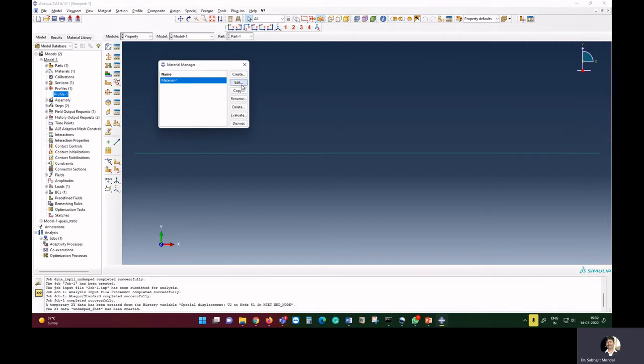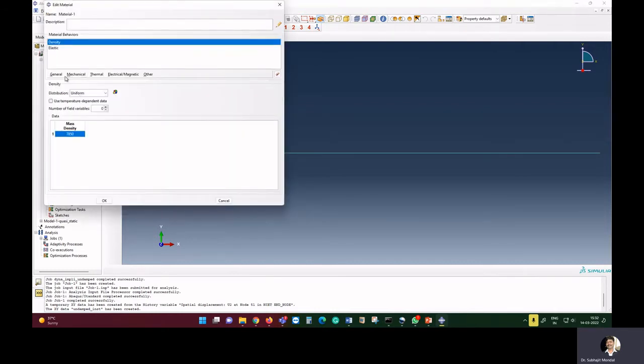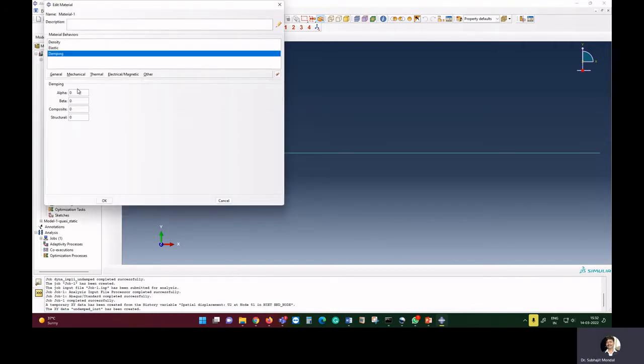So here in the material property, we can add damping. Here you can see damping is there. Now we have to give some damping value. The damping value we can introduce in terms of alpha and beta, which corresponds to proportional damping or Rayleigh damping.